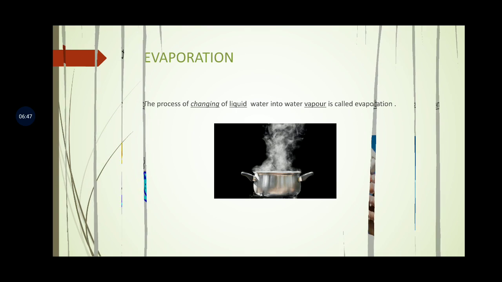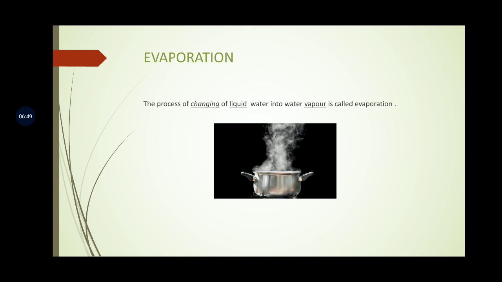Next one is evaporation. When temperature increases, the liquid starts changing into water vapor, as you can see in the picture. When gas turns on, the water starts boiling and it becomes water vapors. So the process of changing of liquid water into water vapor is called evaporation.